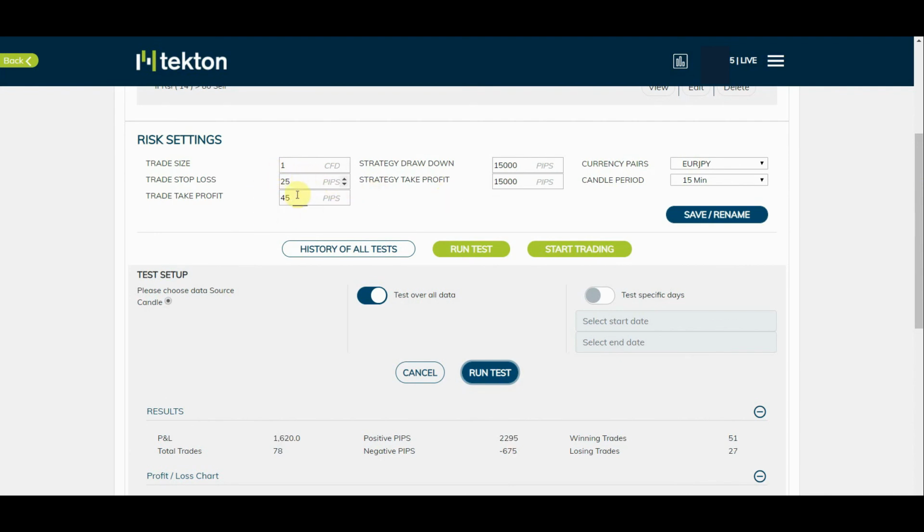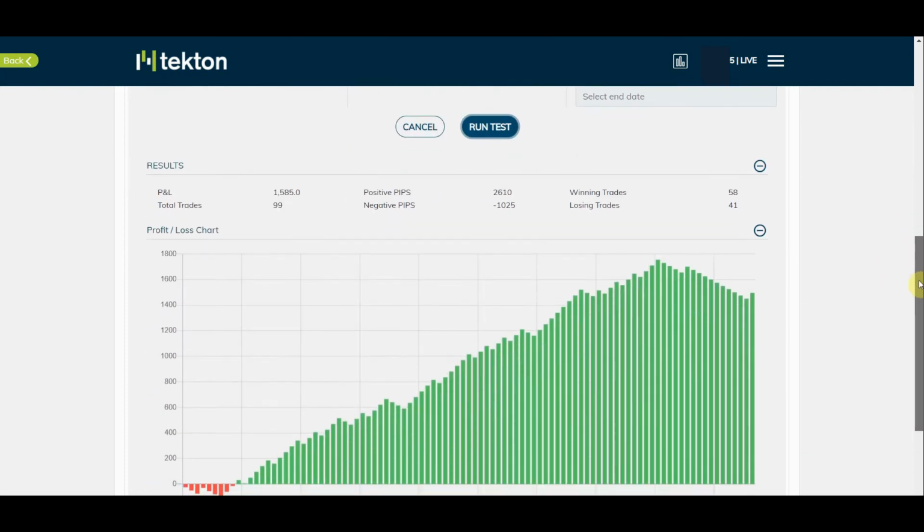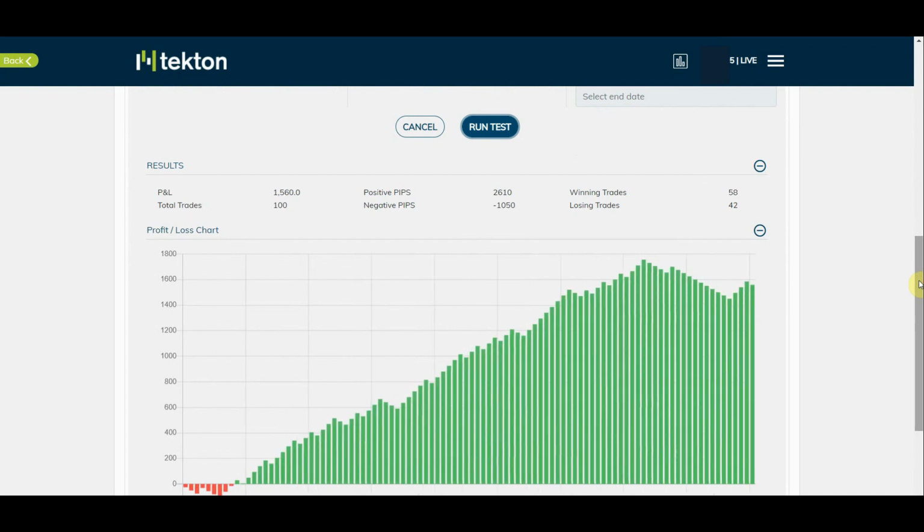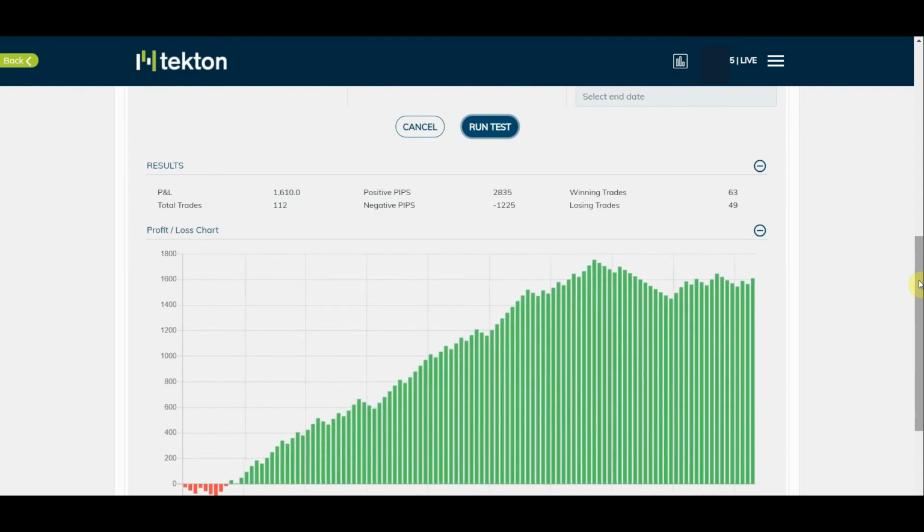If you had a 1-to-1 reward to risk set up and you had 3, 4, 5,000 pips of drawdown and it was a 35-65% success rate, then you probably wouldn't want to run anything like that whatsoever, because it simply wasn't going to give you the result you wanted, because it didn't have a good base.